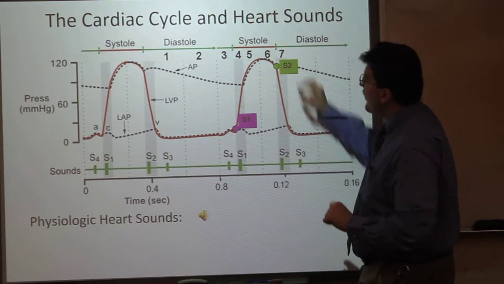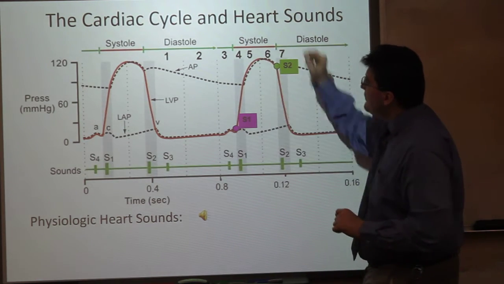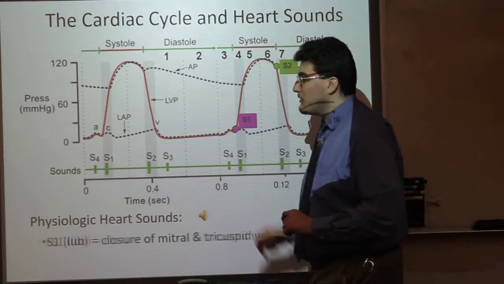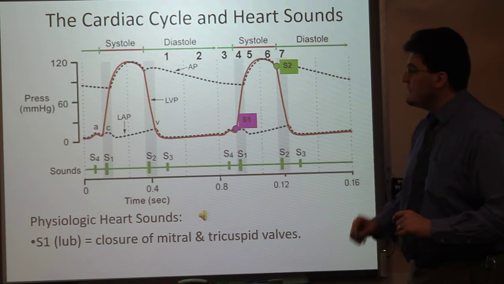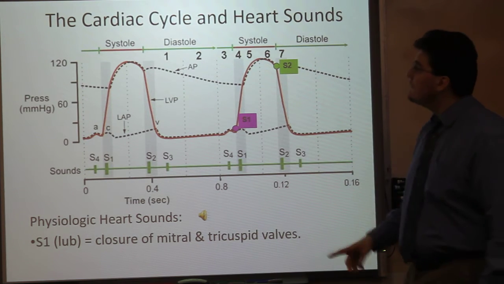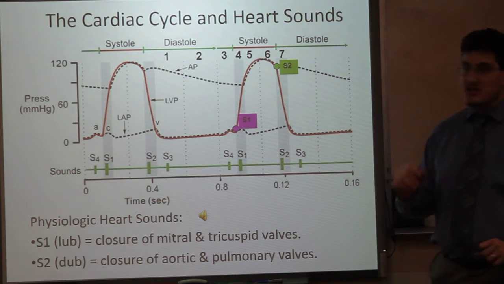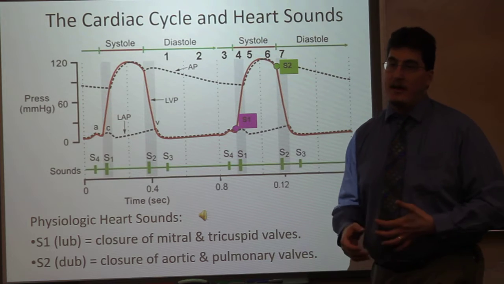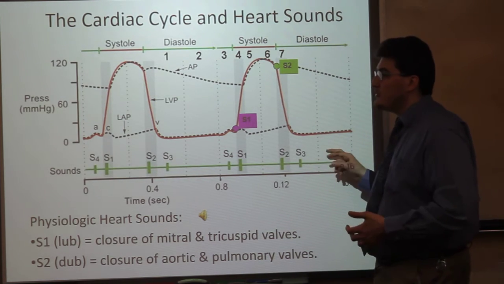Now, this is S1 and S2. That lub-dub sound effect that you heard, that was the result of those physiological heart sounds. That S1, that lub, is the closure of the mitral and tricuspid valves. That second heart sound, dub, is going to be the closure of the aortic and pulmonic heart valves, excuse me.